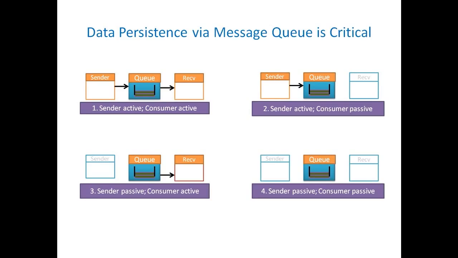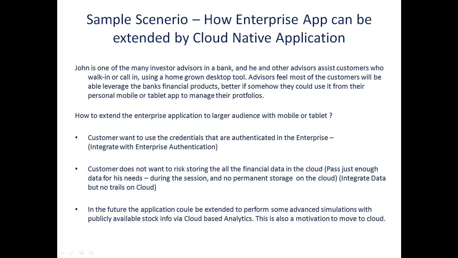Now, what about a scenario where both the producer and the consumer are dead or passive? Essentially, we have the elements still lying in the queue, safe and dandy. This is an important thing where the time decoupling brings in value, and that value comes from the data persistence in the message queue itself. Okay, let's look at a sample scenario.